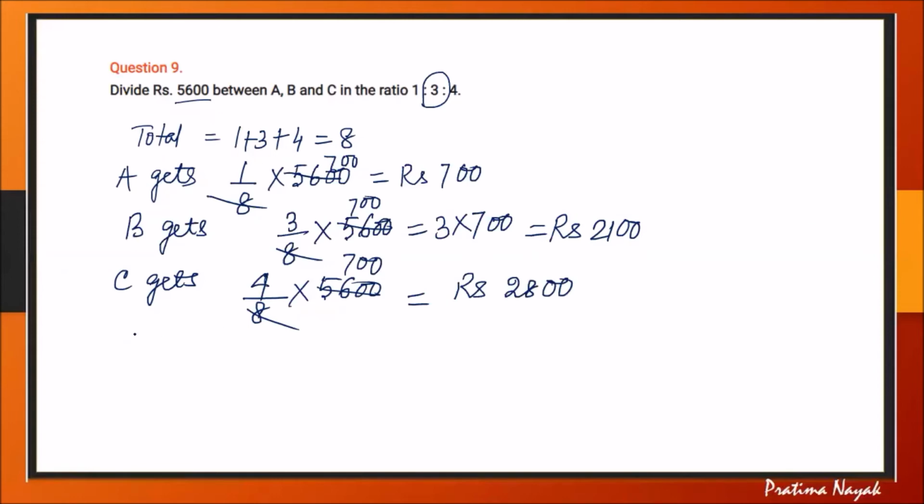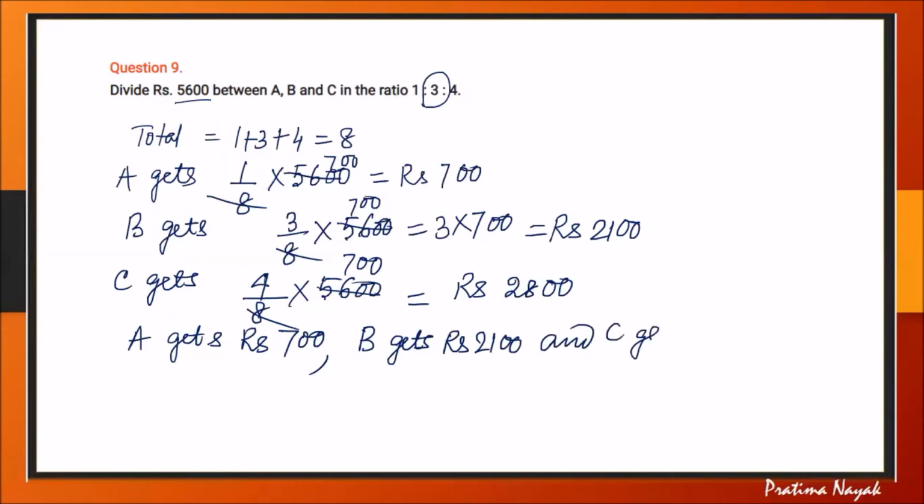You can write the statements now. So A gets rupees 700. B gets rupees 2100 and C gets rupees 2800.